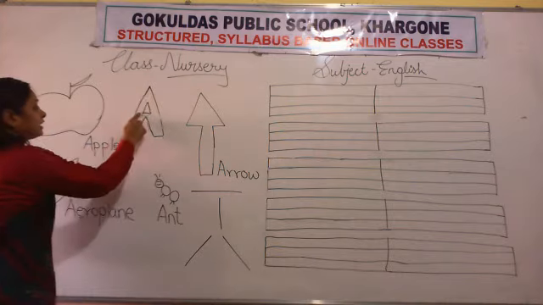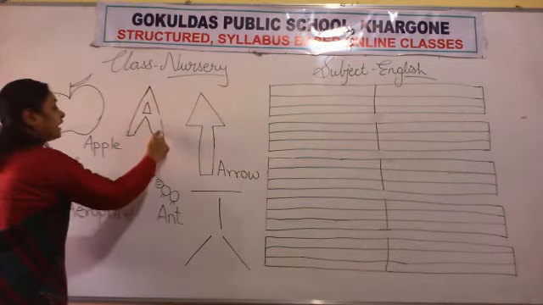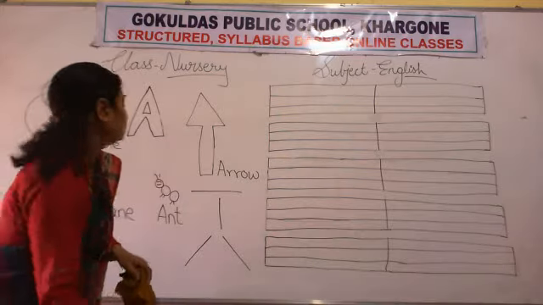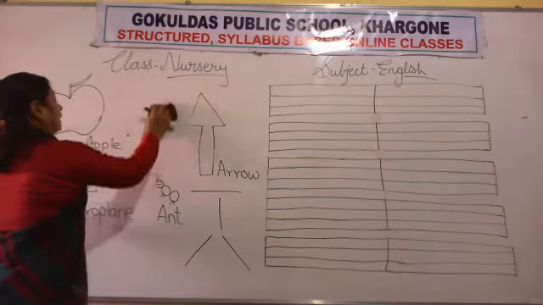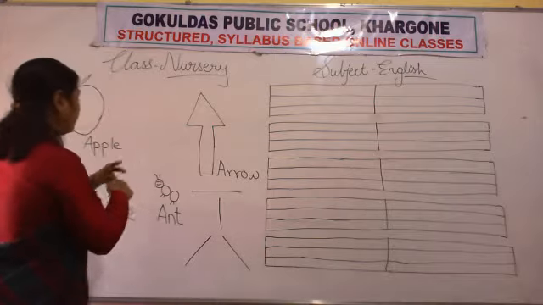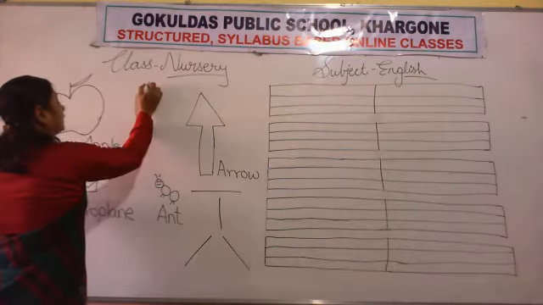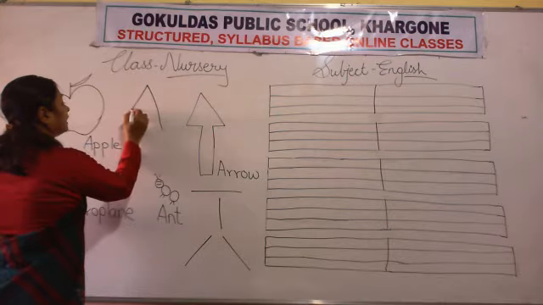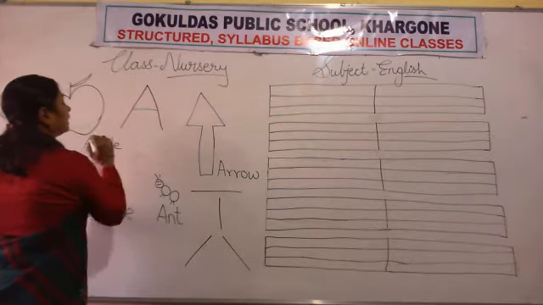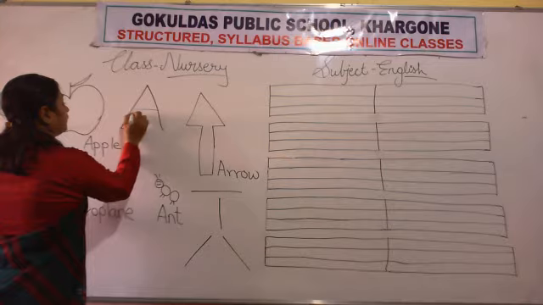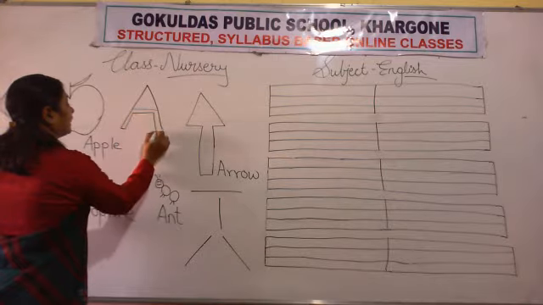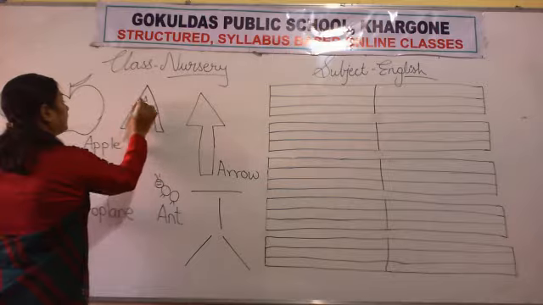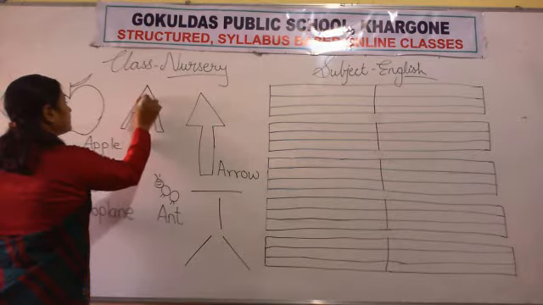Now we will write letter A. Look here, slanting line, and then sleeping line. Wait. We will not write like that, we will write properly letter A. Look here, slanting line, and then sleeping line. Okay. We will write letter A like this.